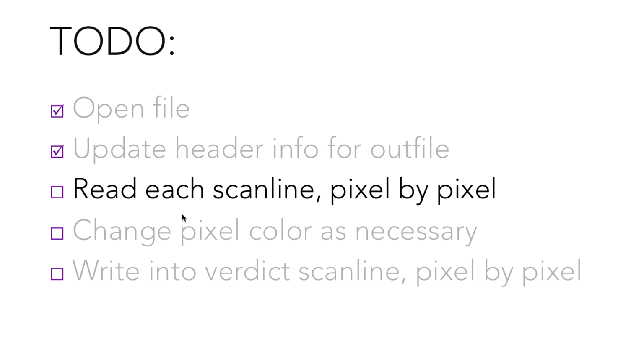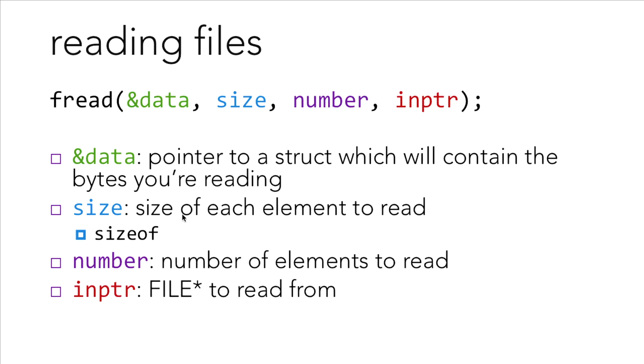So you're all right for now by just copying each header. Okay, so now let's look at how we actually can read every pixel from the file. Another file I/O function will come into play, fread. It takes in a pointer to the struct that will contain the bytes that you're reading. So you're reading into that. And then you pass in a size, which is the size of every element that you want to read. Here, the function sizeof will come in handy. Then you pass in number, which represents the number of elements of size to read. And then finally, inptr, which is the file pointer that you're going to read from. So all of those elements are inside inptr and they're going to data.